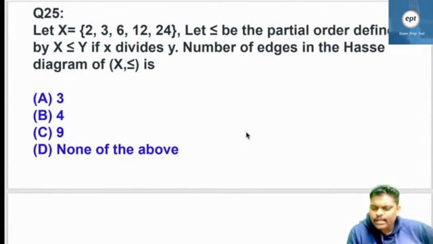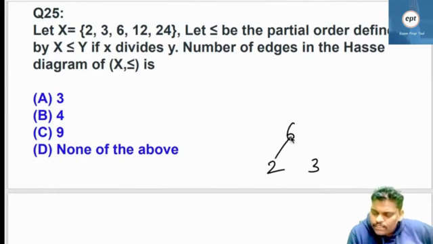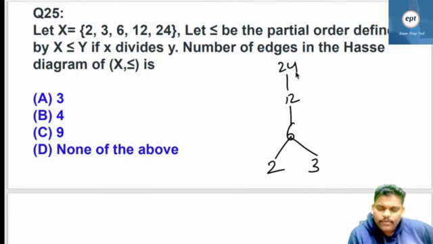I think Hasse diagram is asking. So x divides y. So 2 divides, right? 2 first. Next one, I think 2 is not dividing 3. So 3 also in the same level. But 6 divides both. 2 divides 6 also. 3 divides 6 also. I think 12, so it should be here. 24, it should be here. Always keep the new element at the new level. Suppose it is not working, then try to bring next level.